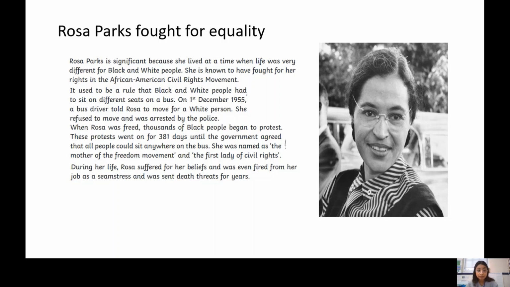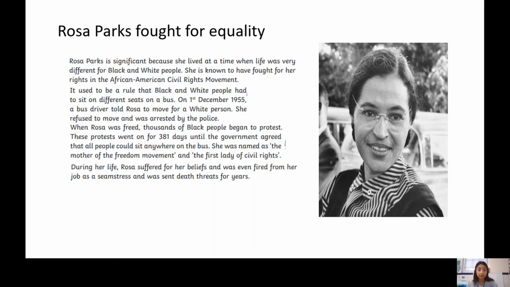However, on the 1st of December 1955, a bus driver told Rosa to move for a white person. She refused to move and was arrested by the police. When she was freed, which means when she was out of prison, thousands of Black people began to protest. When you're protesting, it's where there's a group of people usually who are fighting for a right. So for example, in this circumstance, it was fighting for equality. That is what they were protesting for. These protests went on for 381 days until the government agreed that all people could sit anywhere on the bus. And that is how it is nowadays.